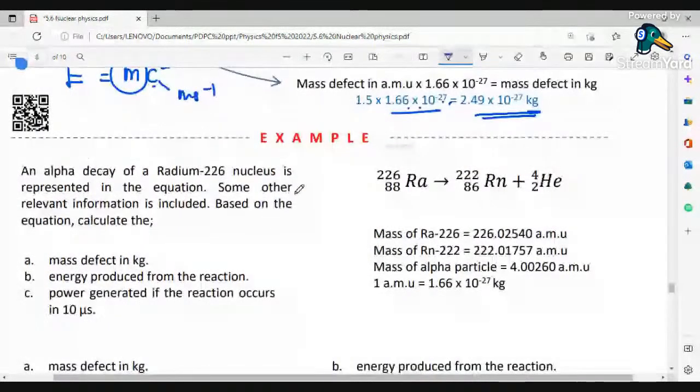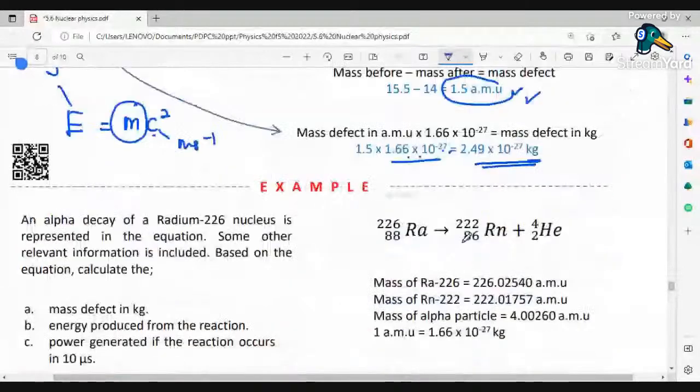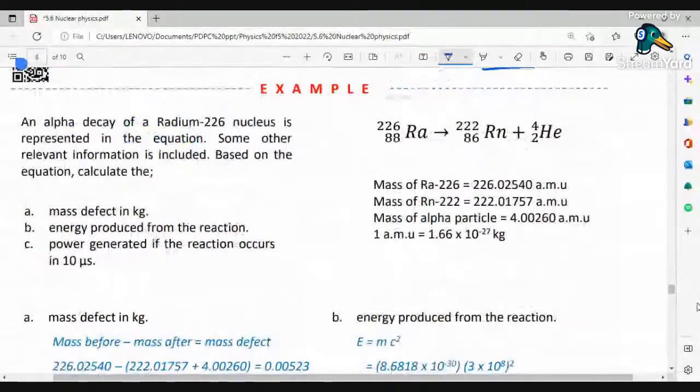in the equation earlier, radium-226 becomes radon-222, releasing 1 alpha particle, and at the same time nuclear energy. Mass of radium is normally all given in AMU. Okay, remember 1 AMU is 1.66 times 10 power negative 27 kilogram.